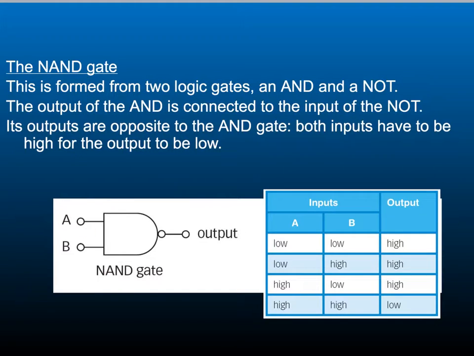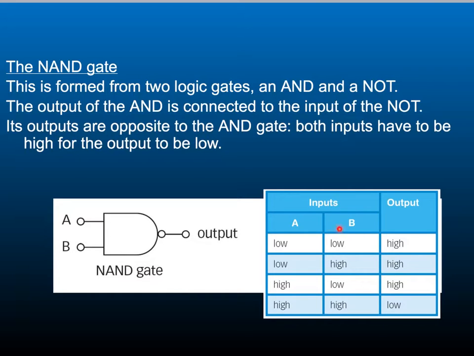This is the NAND gate. It's formed from 2 logic gates, the AND and the NOT gate. The output of the AND is connected to the input of the NOT. Its outputs are opposite to the AND gate, so both inputs have to be high for the output to be low. So if you think about what the AND gate does, this one does the opposite of that.